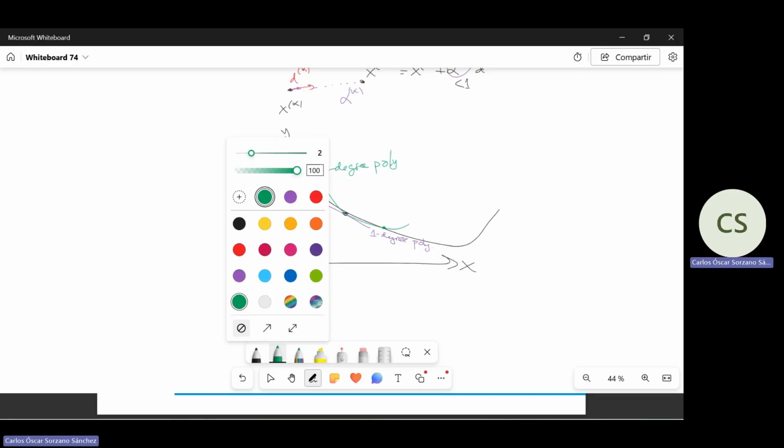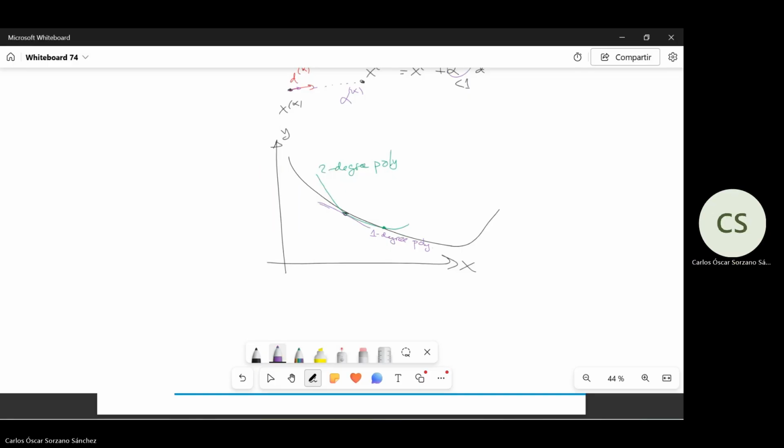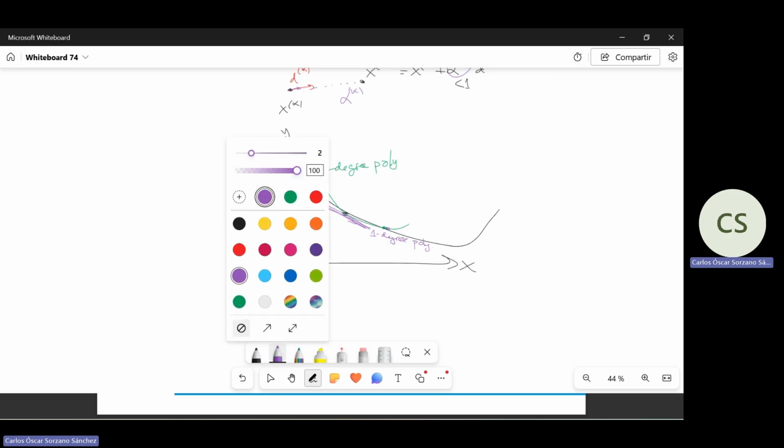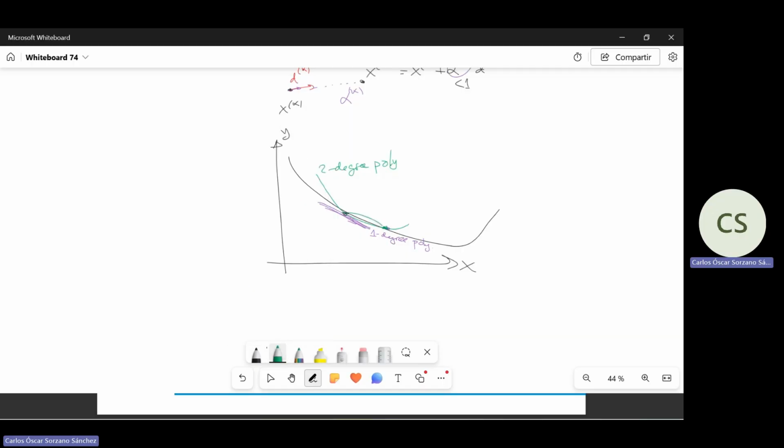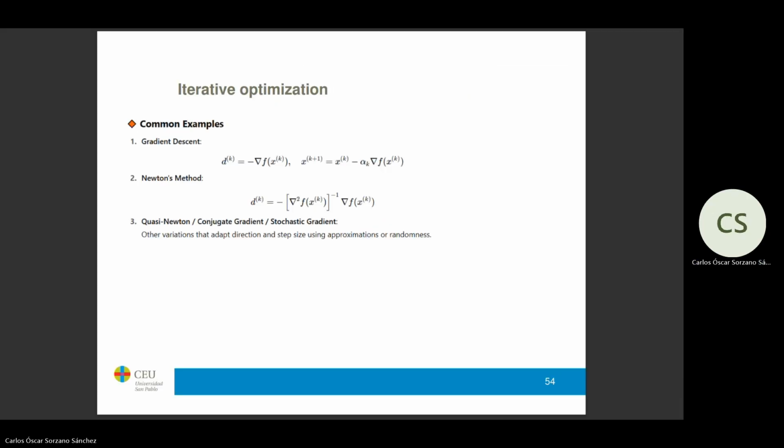So if I'm approximating by a line, then you move in this direction. But you don't know how much you have to move, so you don't go too far. But if you have a second degree polynomial, okay, it's true that it is an approximation, it's a local approximation. But this second degree polynomial has a minimum. Why would I not move to the minimum of that second degree? So that is somehow the idea behind this second order derivative.